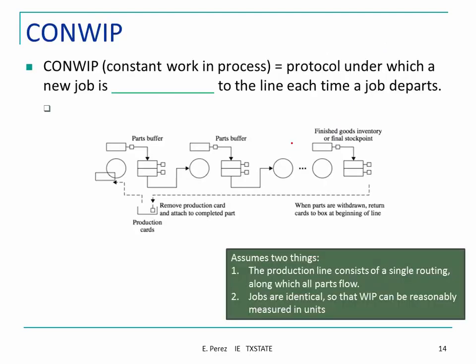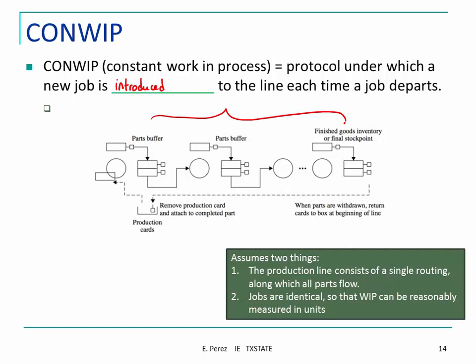Okay, so we define CONWIP as a constant work-in-process protocol, under which a new job is introduced to the line each time a job departs. What this means is we will try to keep a constant WIP inside the manufacturing line, from the beginning to the end, independently of how many stations we have. We want to keep this constant level.